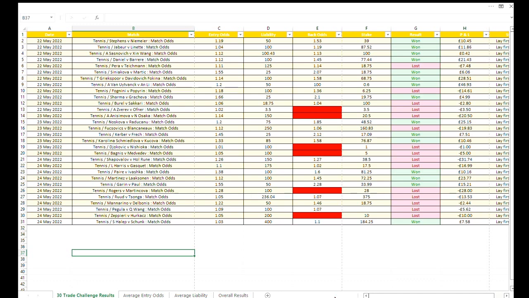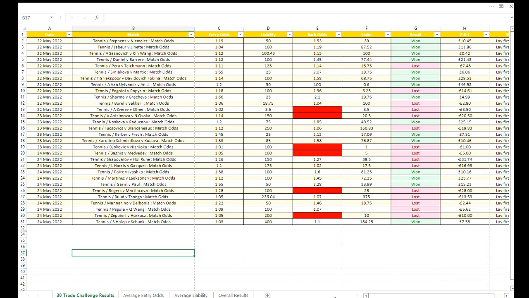We can see, so that's here in column B, that's the match. If I scroll to the left, you'll see the date. So that was the 22nd of May. So I basically did 12 trades on the 22nd of May. You can see here how many I did on the 23rd and 24th.